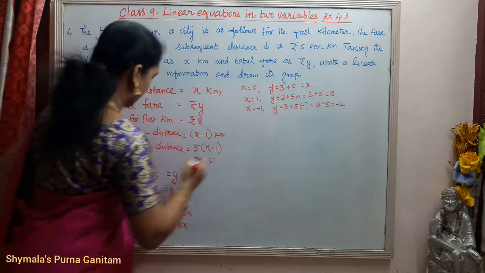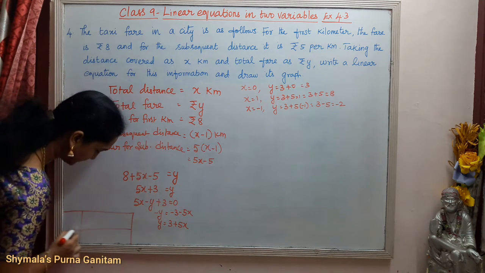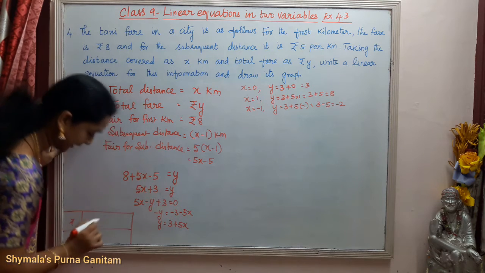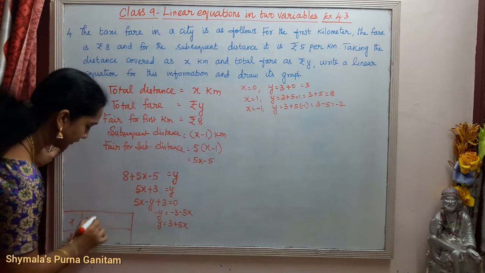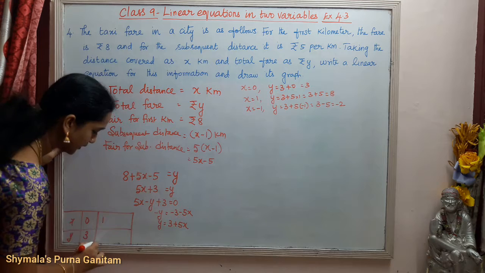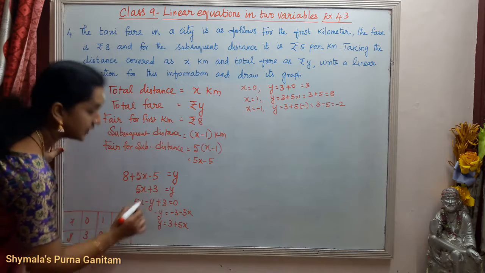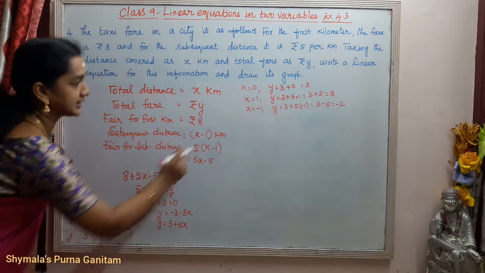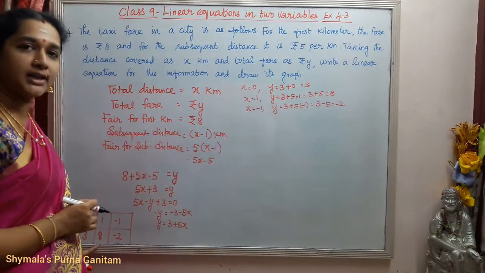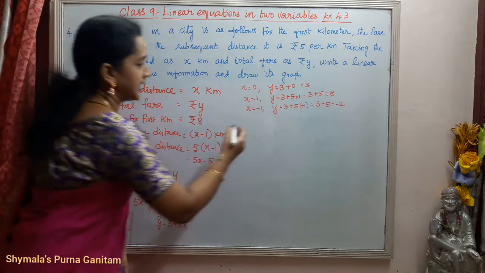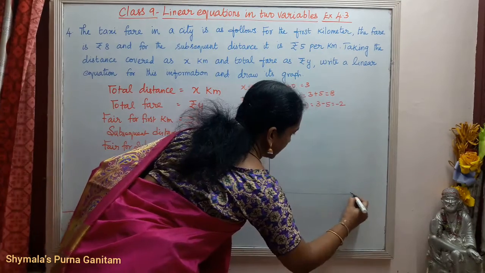So when we put this in the tabular column, these coordinate points are what we will be plotting in the graph. If x is 0, then the y value will be 3. If x is 1, the y value is 8. If x is minus 1, the y value is minus 2. Okay, plot these three coordinate points in the graph.